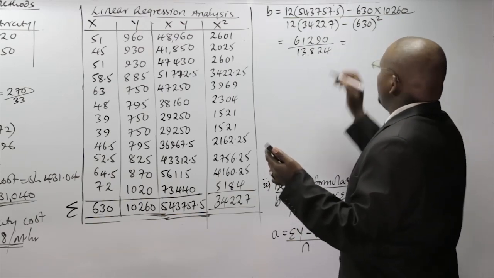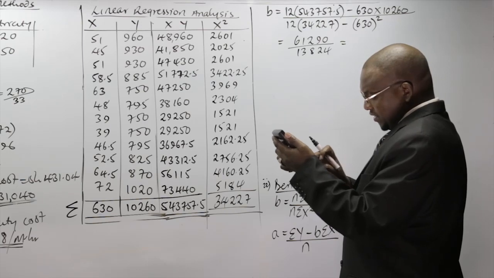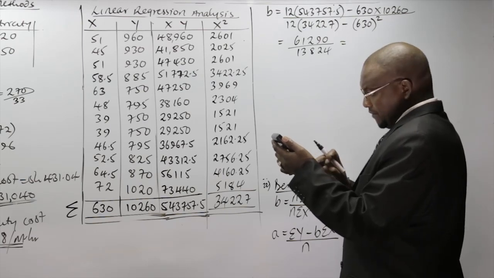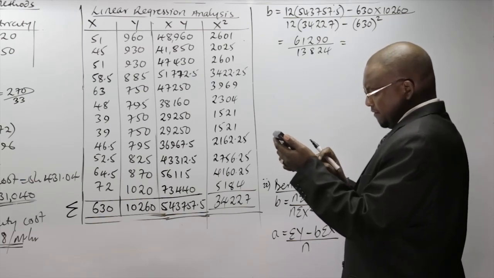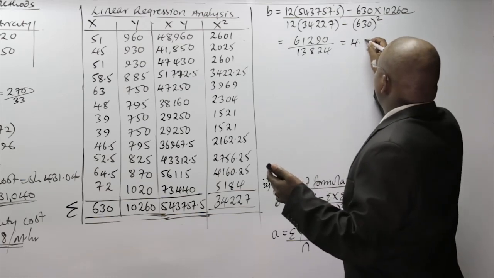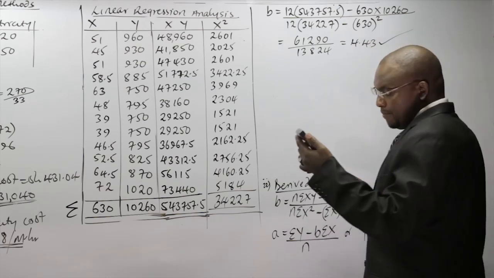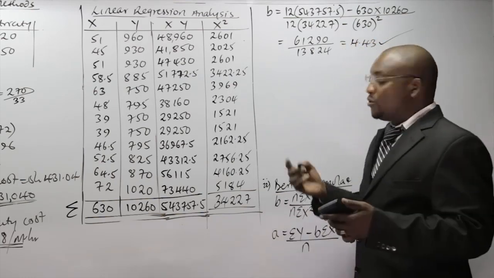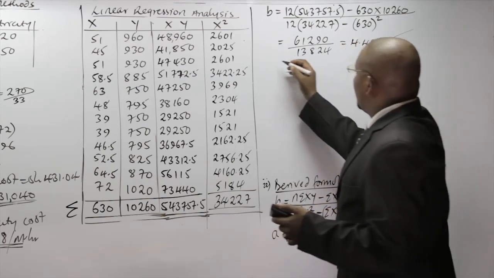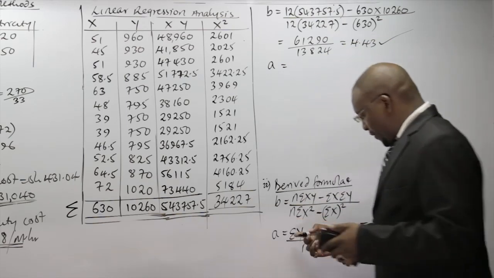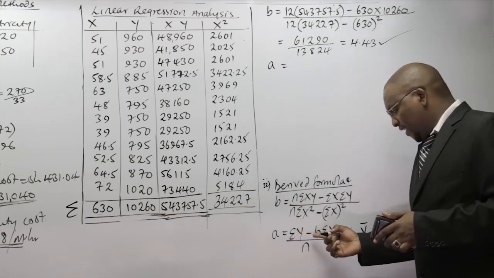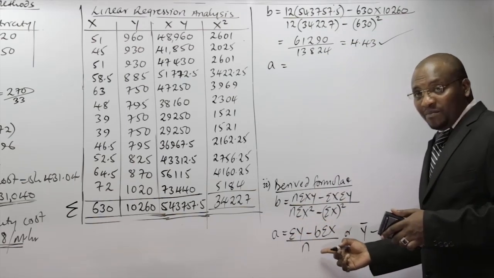13,824, and therefore the final answer, which I take 61,290, I divide by my answer here, I'll get 4.43. That is our B, or the variable cost. Then I substitute this one here. I can have it as A equals, we have the formula as summation y minus B summation x, all this divided by n.